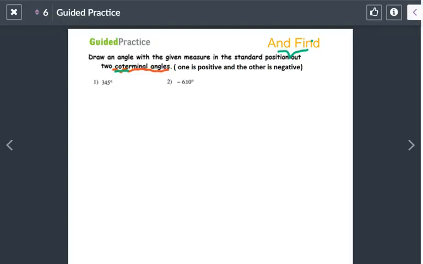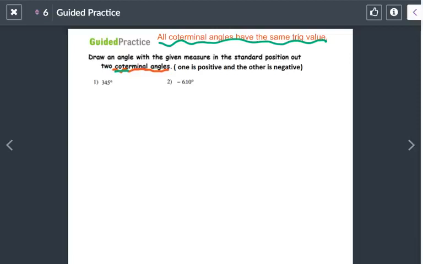For coterminal angles, there's one very important property: all coterminal angles have the same trig value. So we need to find two coterminal angles for the given angle. One is a positive coterminal angle and the other is a negative coterminal angle.